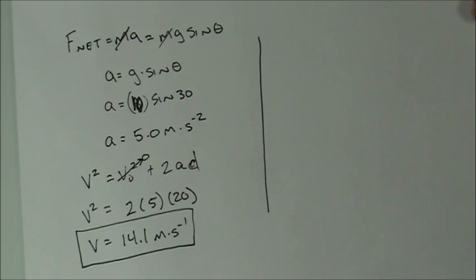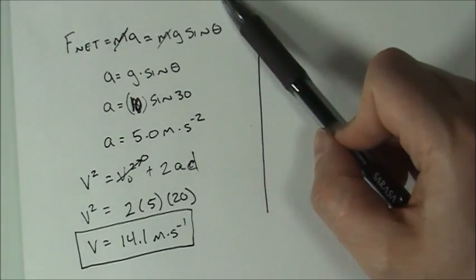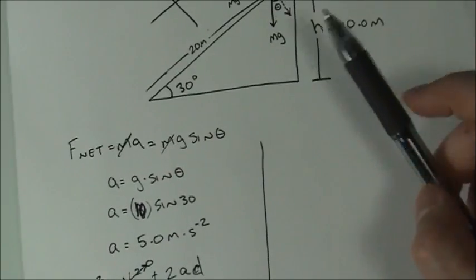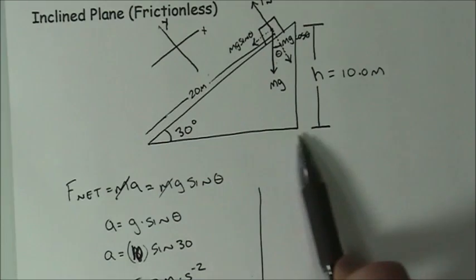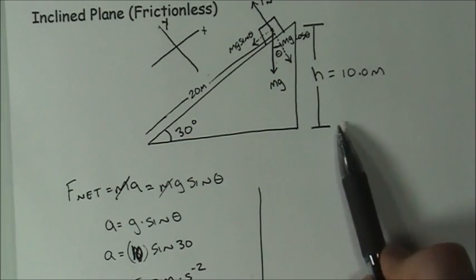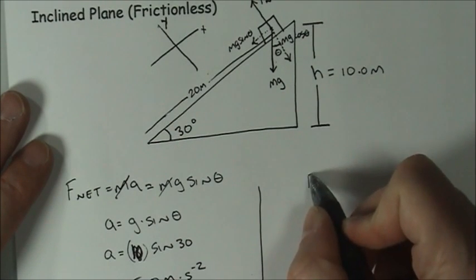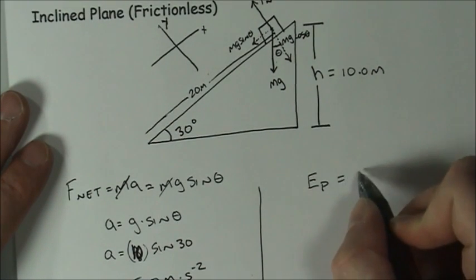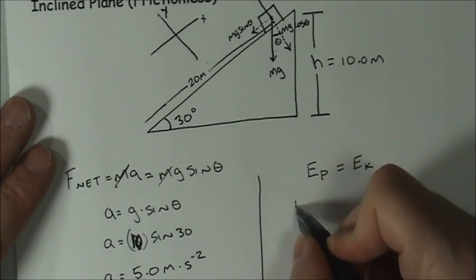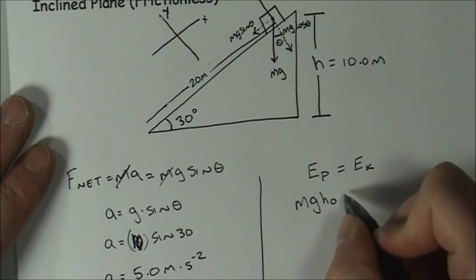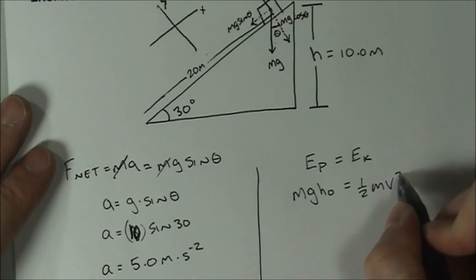So this object has some potential energy, and I want to allow it to slide all the way to the bottom of the ramp, at which point it will have 0 height. So it's going to slide down the ramp, and when it gets to the bottom of the ramp, it will have no more height, so all of the potential energy will get transformed into kinetic energy. So I can set up this equation that EP is equal to EK, or that is to say that mgh naught, the initial potential energy, is turned into the final kinetic energy.